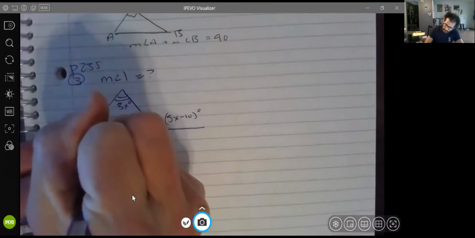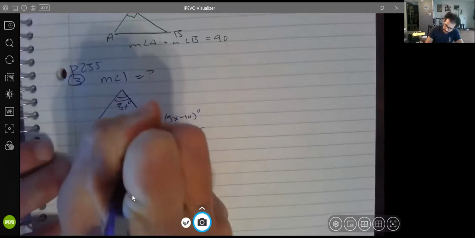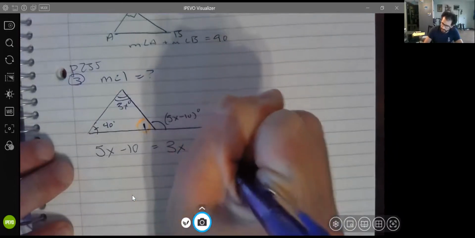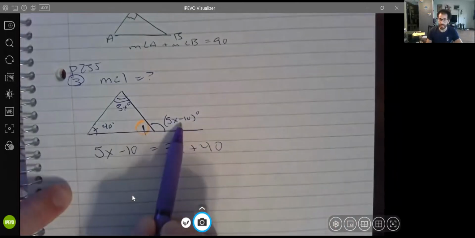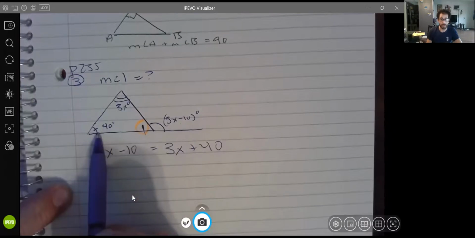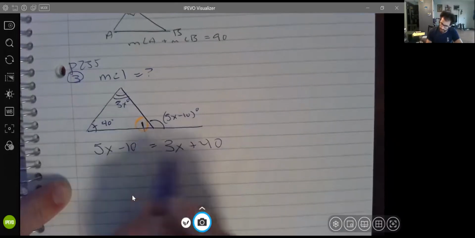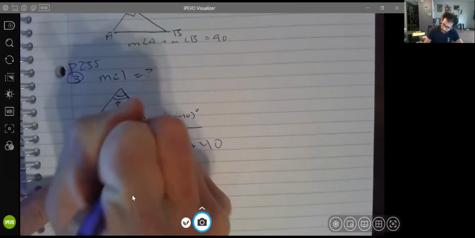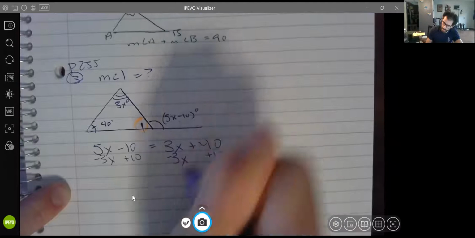I do know that 5x minus 10 has to equal 3x plus 40, right? The measure of an exterior angle is going to be equal to the sum of the non-adjacent angles. Adjacent, non-adjacent. So add them together. All right. So let's solve. Take away 3x from both sides. Add 10 to both sides.